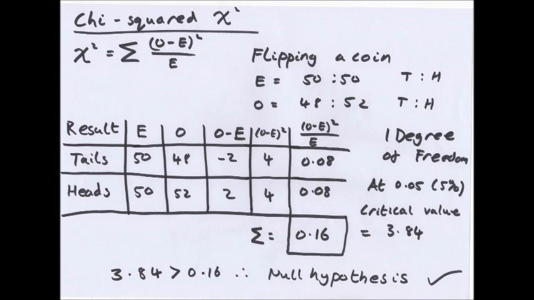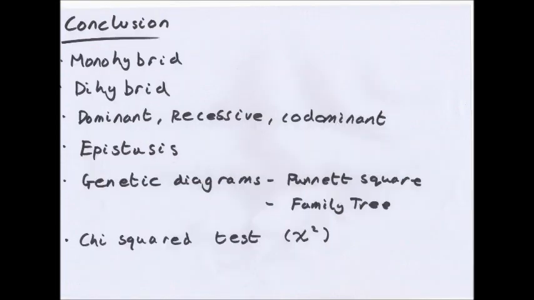Anyway, conclusion. You have monohybrid, that is just one gene. Dihybrid, 2 genes. You have dominant genes which mask other genes, recessive genes which must appear homozygous to actually be shown, codominant where both genes have an equal effect, and epistasis, which is when one gene can mask another gene which will then go on to do something else. It's kind of like a chain of genes. Genetic diagrams: we had the Punnett square, which I showed you originally, which is more useful, and the family tree, which is useful for sex-linked conditions and diseases.